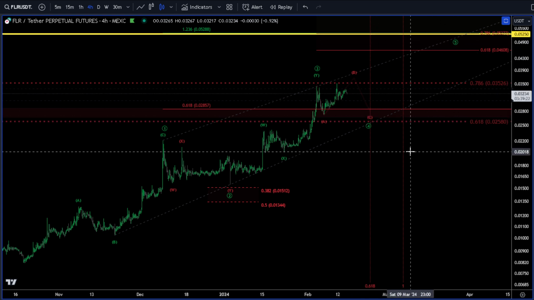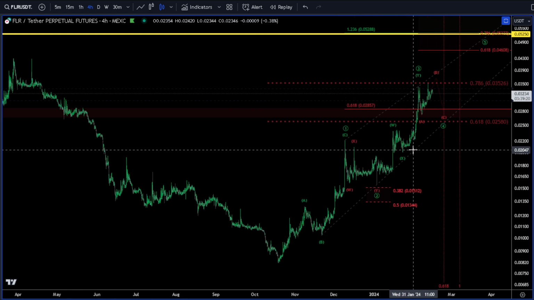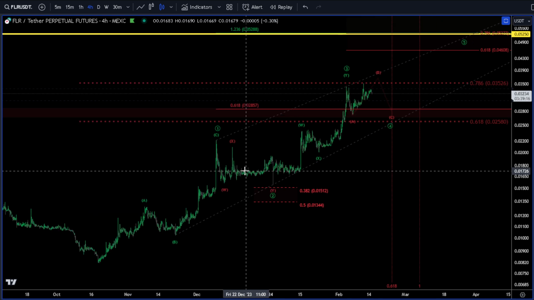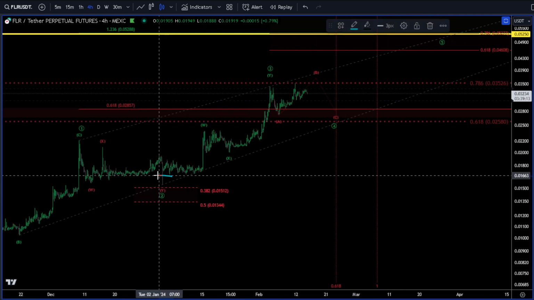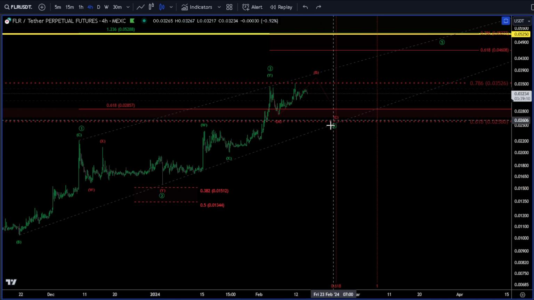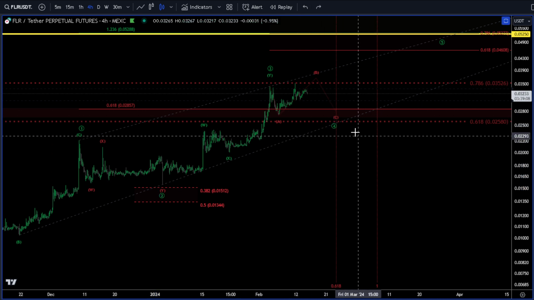Right now that's just a placeholder, but ideally to keep this count intact, we want to stay above this order block. We can pass through it quickly like we did here for our wave 2, but we'd want to recover very quickly after the fact.